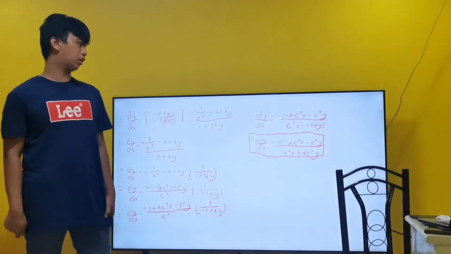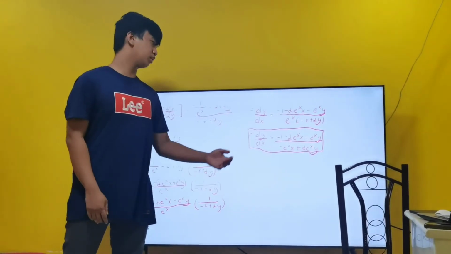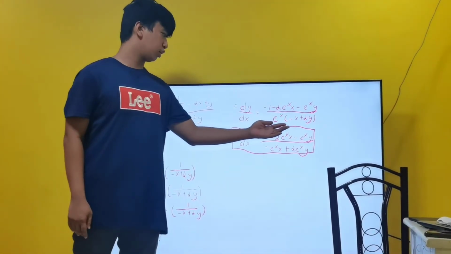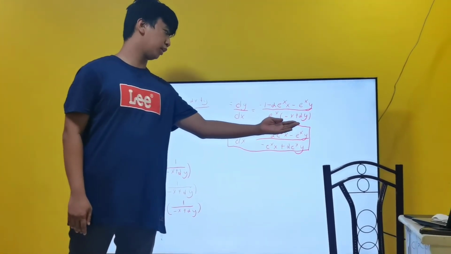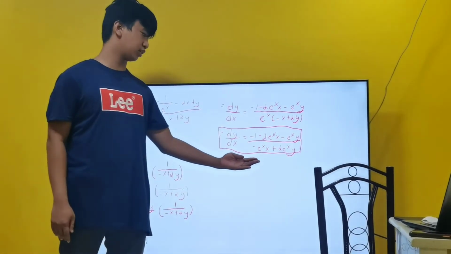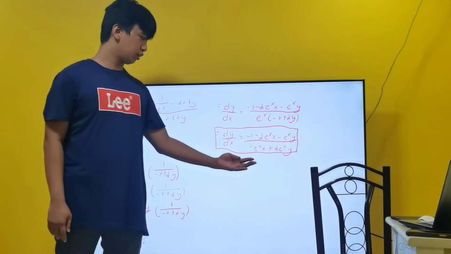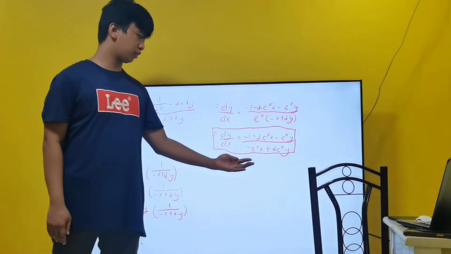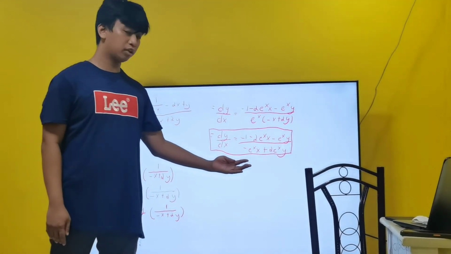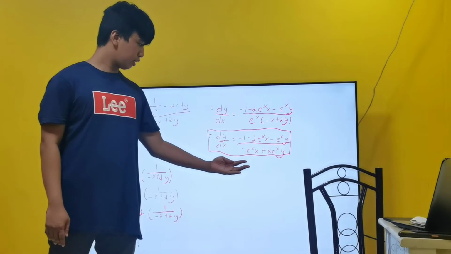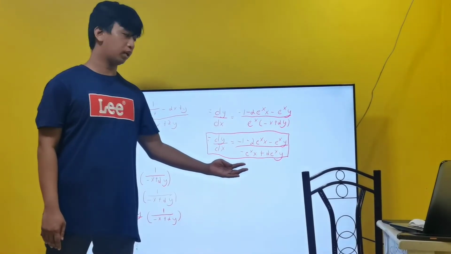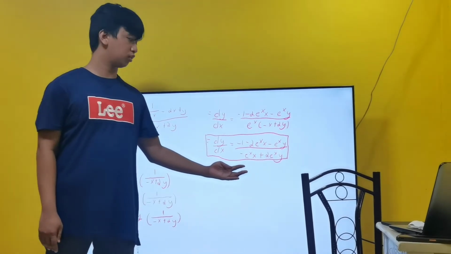For our last step, we multiply e raised to the power of x by negative x plus 2y, then the final answer will become dy over dx is equal to negative 1 minus 2e raised to the power of x minus e raised to the power of x y over negative e raised to the power of x plus 2e raised to the power of x y.